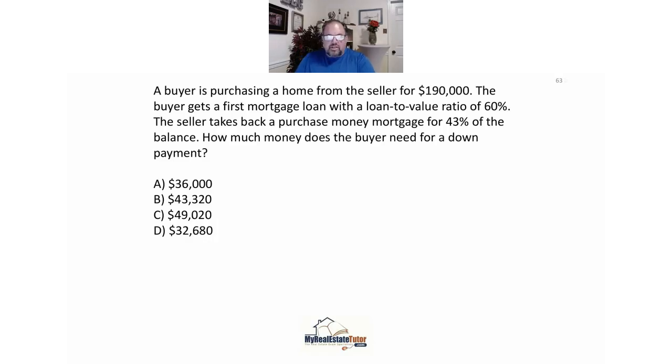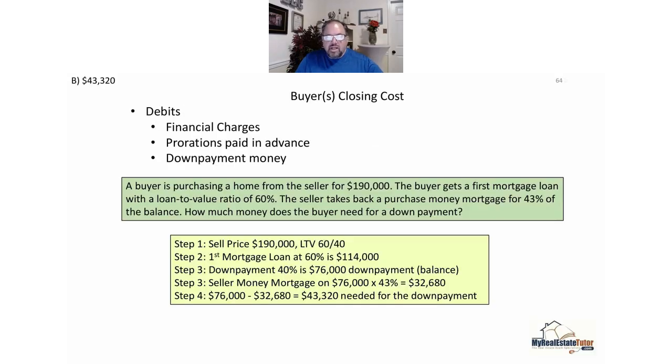All right, let's go ahead and go into this. I'm going to break it down for you. This falls under the category of closing costs required for the buyer. Okay, so we're talking about debits. So some of the debits for the closing costs can be all financial charges from VA funding fees to origination fees on private mortgages or conventional mortgages, origination fees, funding fees. You've got discount points that can be charged.